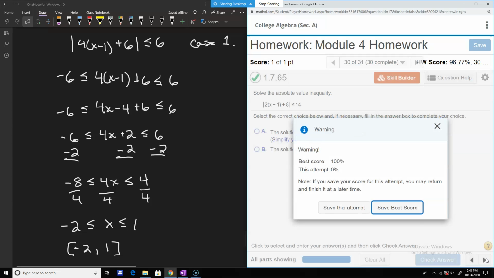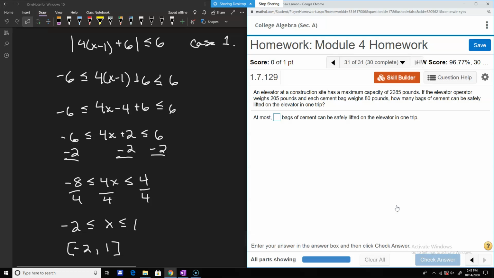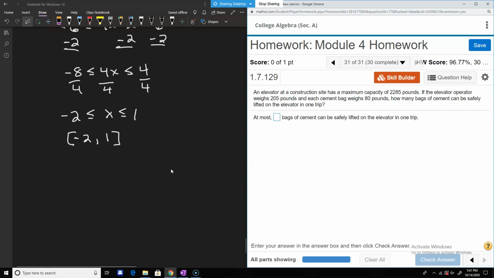I meant to go to the next. Okay, so here we just have a word problem, but it's going to be solved by an inequality essentially. So let's see how to set this up. Again, I like to parse these problems. I don't like to read them through directly. A lot of times the declaration of variable can be determined by just looking at the question or the last sentence. So in this case, how many bags of cement can be lifted on the elevator in one trip? I'm just going to call x the number of bags. So let x be the number of bags of cement.